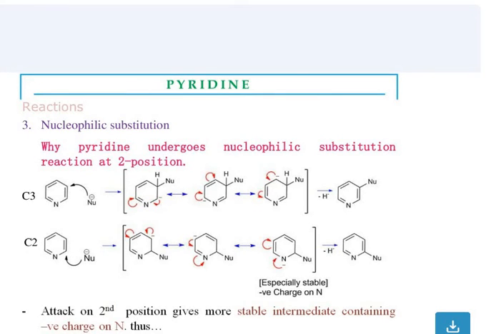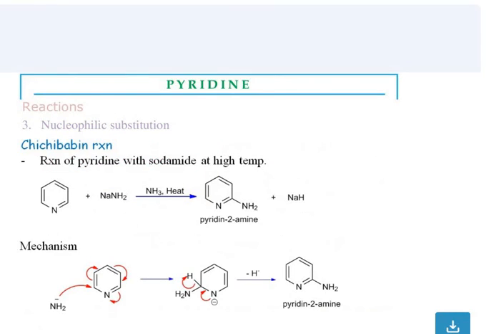Now nucleophilic substitution. Why does pyridine undergo nucleophilic substitution reaction at position 2? So attack at the 2nd position, you can see the first resonating form. The 2nd position gives a more stable intermediate containing the negative charge on nitrogen. So thus the 2nd position is more favorable. Now Chichibabin reaction, first example, you can see the pyridine 2-amine. You can also look at the mechanism.